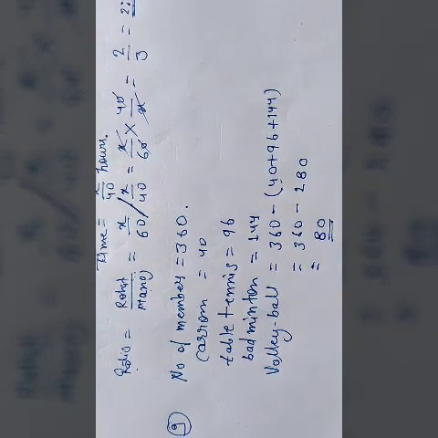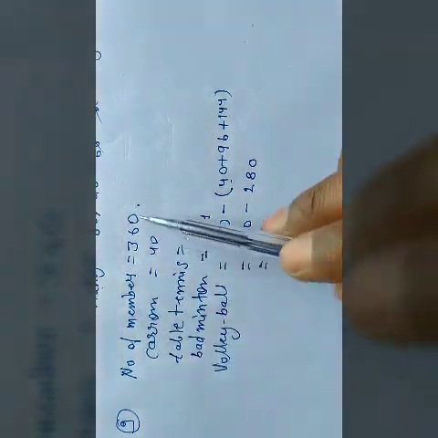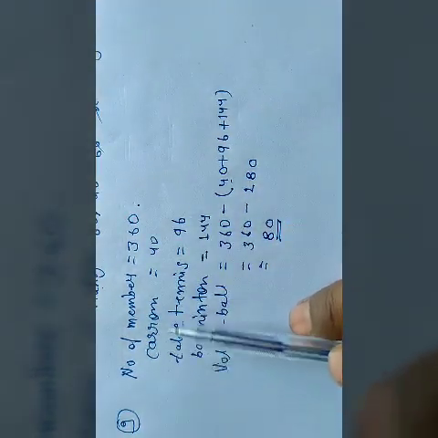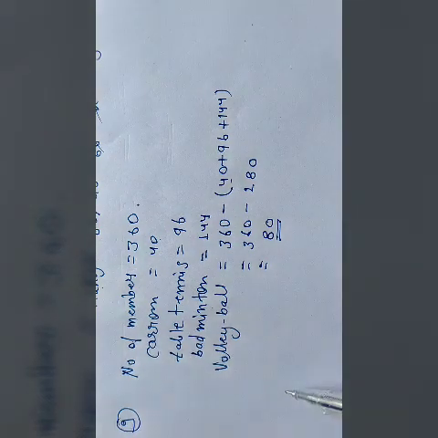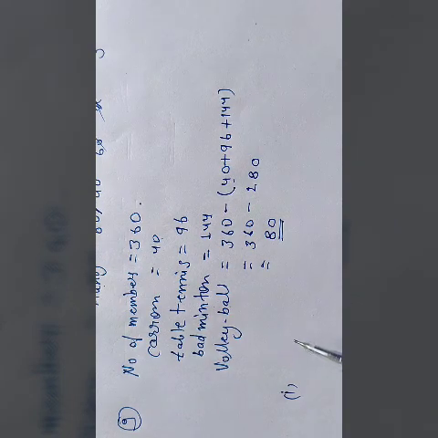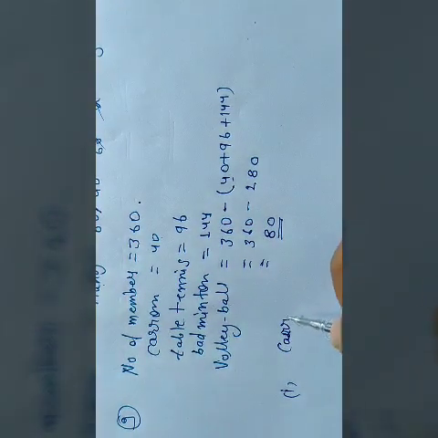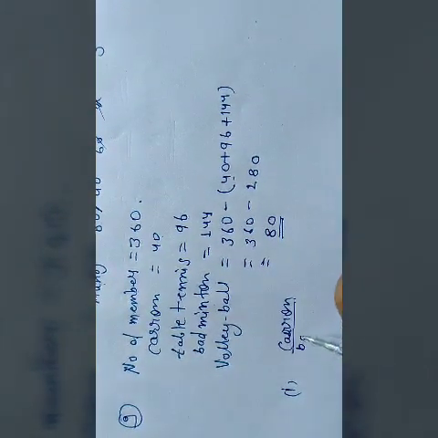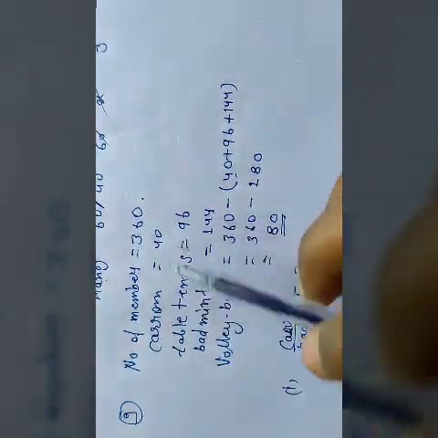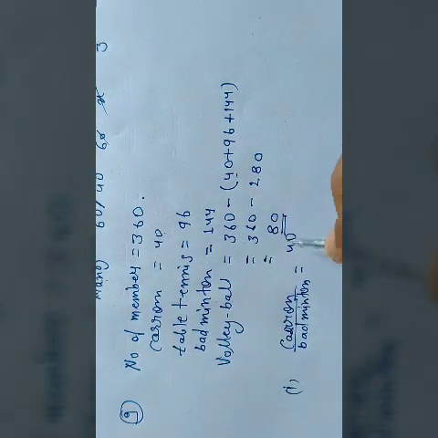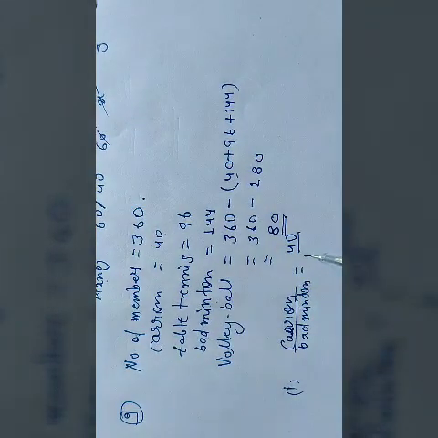So now the distribution of members is: total number of members 360, players for carom 40, for table tennis 96, badminton 144, and volleyball players are 80. Now point 1, first point is carom to the number of those who play badminton, means carom to badminton equal to how many members are there for carom? 40 upon, for badminton, 144.